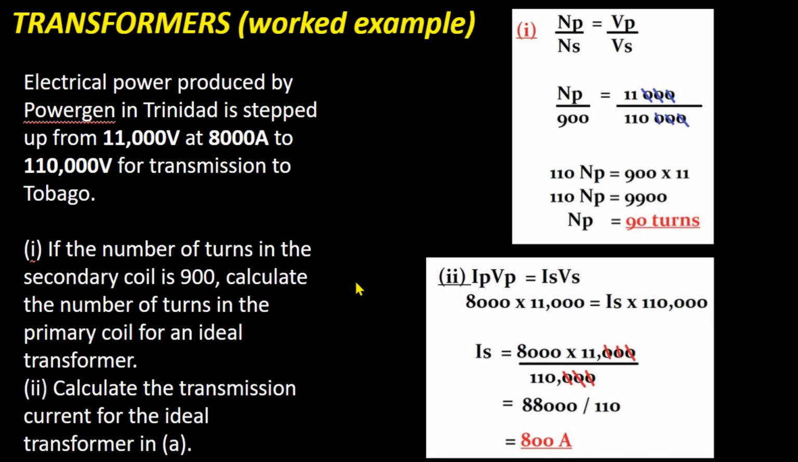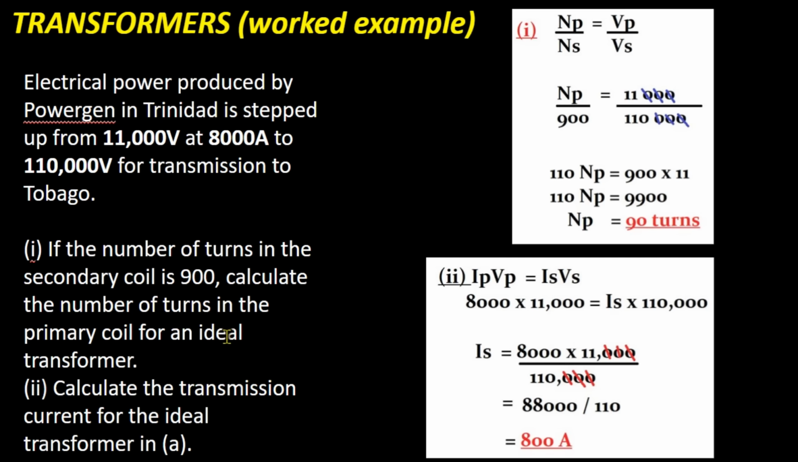Here we have another worked example. Electrical power produced by PowerGen in Trinidad is stepped up from 11,000 volts at 8,000 amps to 110,000 volts for transmission to Tobago. 1. If the number of turns in the secondary coil is 900, calculate the number of turns in the primary coil for an ideal transformer.